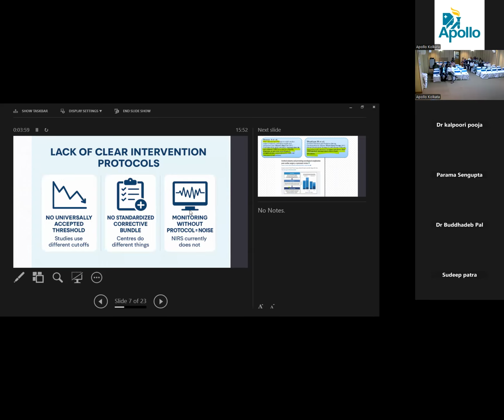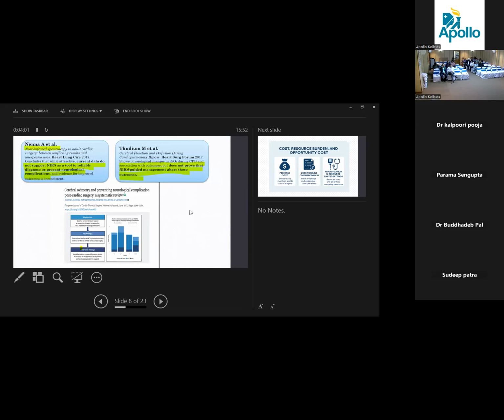So this has been backed up by studies by Vena et al., who say that while attractive, the current data do not support NIRS as a tool to reliably diagnose or prevent neurological complications. Similarly, Thudiam et al. also found that it does not prove that NIRS-guided management alters the outcomes.